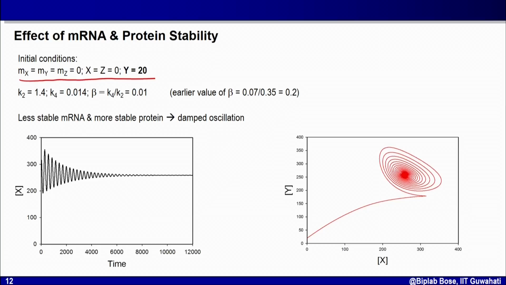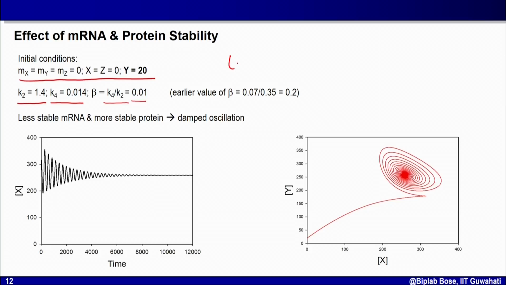And if I keep all the parameters same as I have shown in the model initially, then I should get a limit cycle oscillation. But what I did in this simulation, I increased K2 to 1.4 from 0.07. Initially K2 was 0.07, and I decreased K4 from 0.35 to 0.04. So I am increasing the K2, that means I am making mRNA less stable. I am decreasing K4, that means I am making the protein more stable. So if I look into the ratio of K4 and K2, I have beta equal to K4 by K2, and that is equal to 0.01.